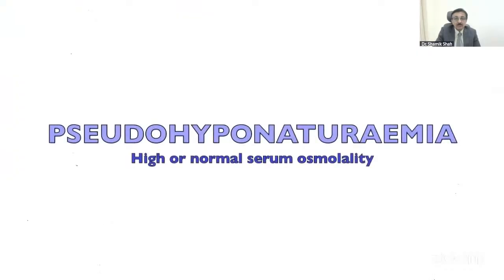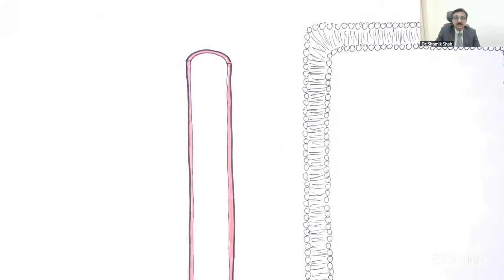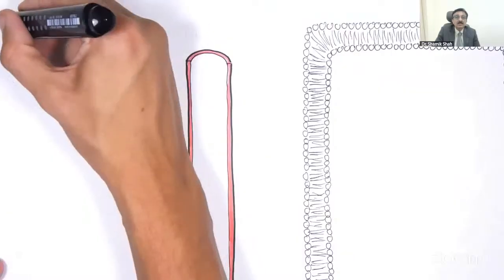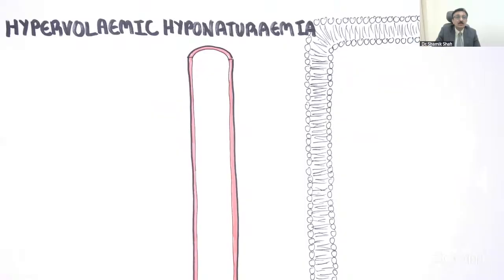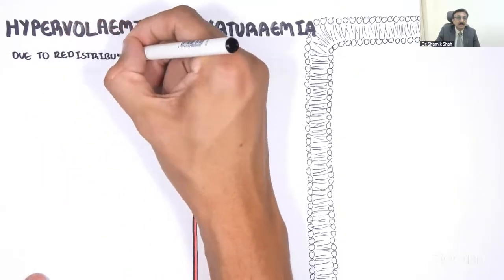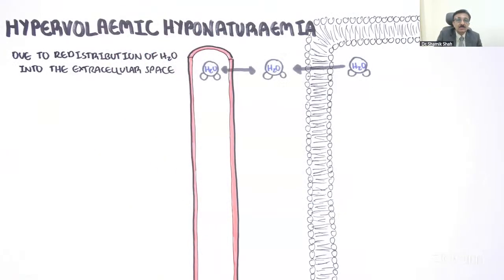Now that we have got that out of the way, pseudohyponatremia may have high or normal serum osmolality as we discussed. Then let us get started with the true hyponatremia. True hyponatremia always has a low serum osmolality. So this is important to remember in the clinical context that the serum osmolality will be low in a patient who has true hyponatremia. Now, when we talk about hypervolemic hyponatremia, this is mainly due to the redistribution of water into the extracellular space.